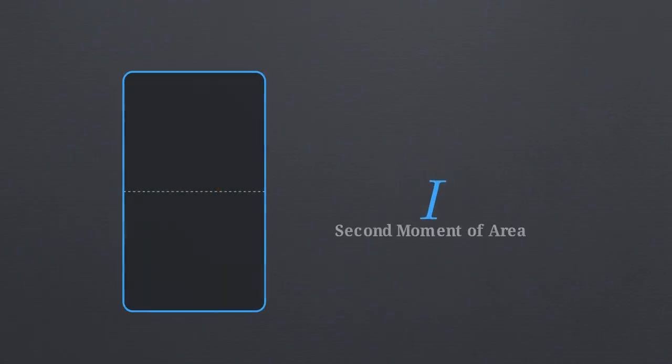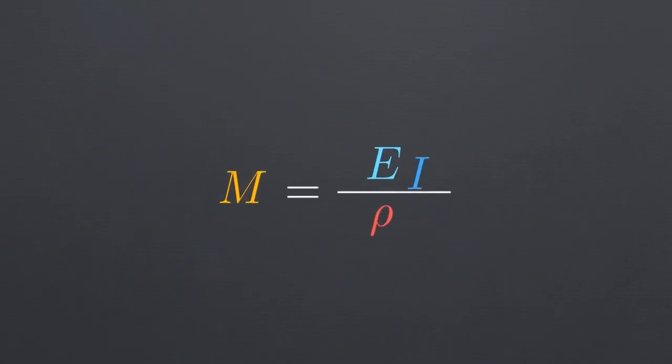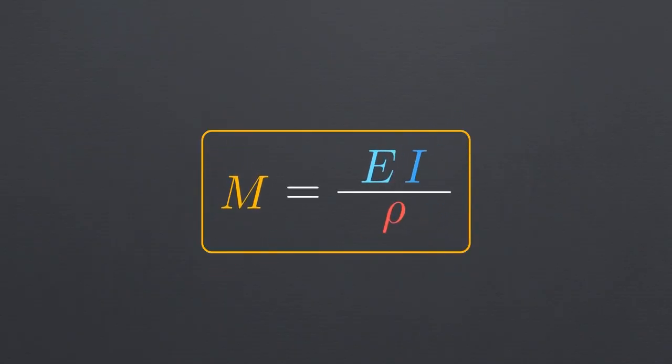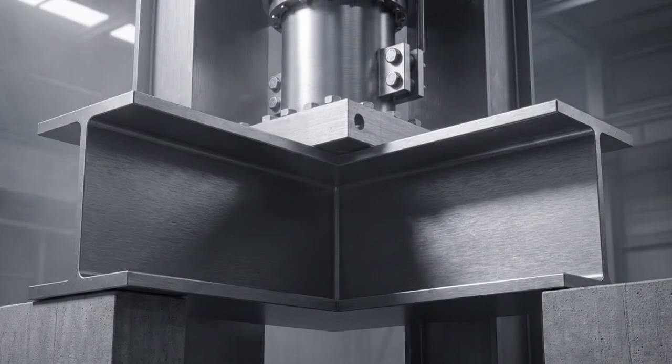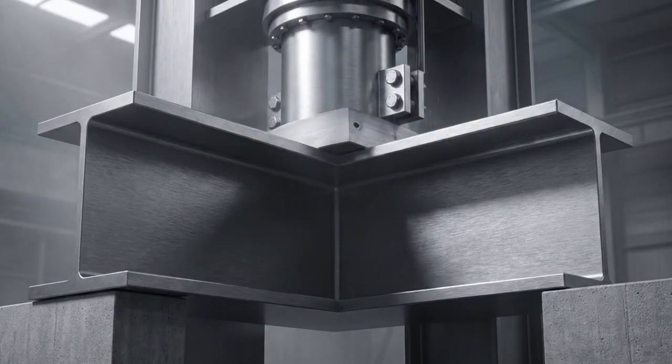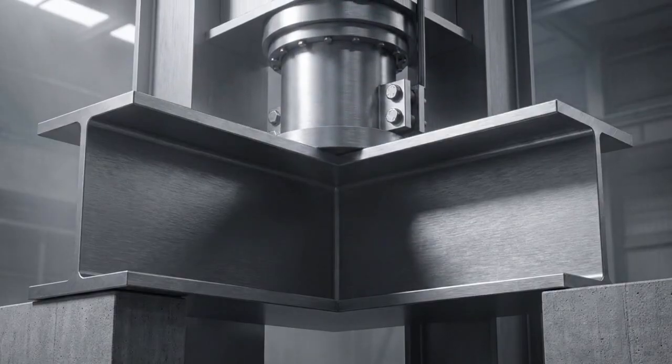The total bending moment, M, equals Young's modulus E times the second moment of area, I, all divided by the radius of curvature, rho. The second moment of area, I, scores how well a beam's geometry defends against bending by placing material far from the center.